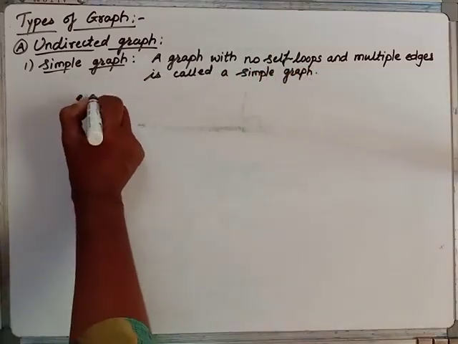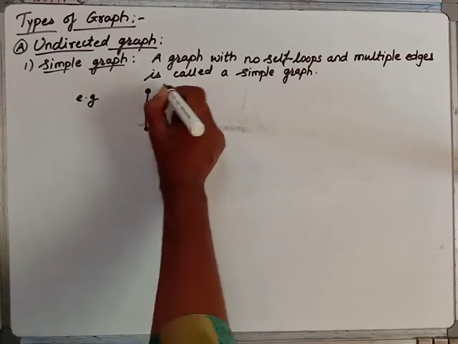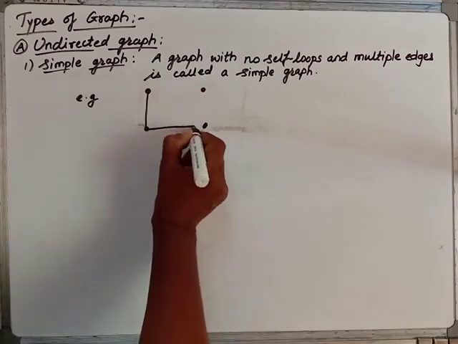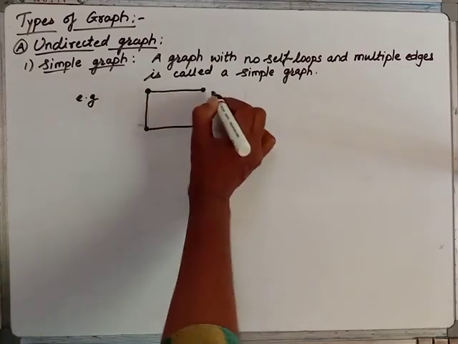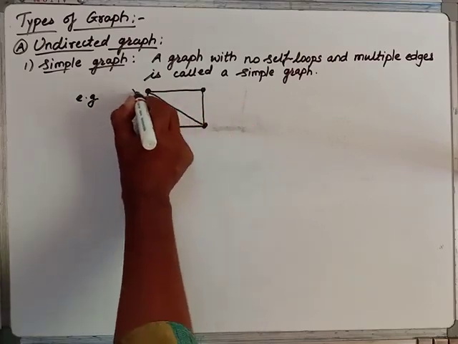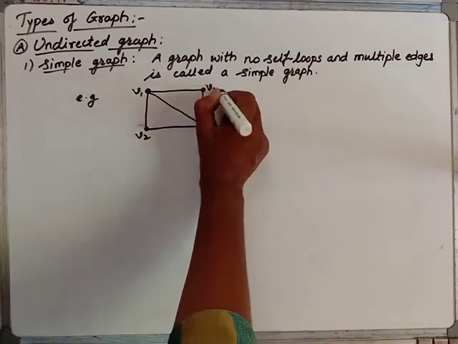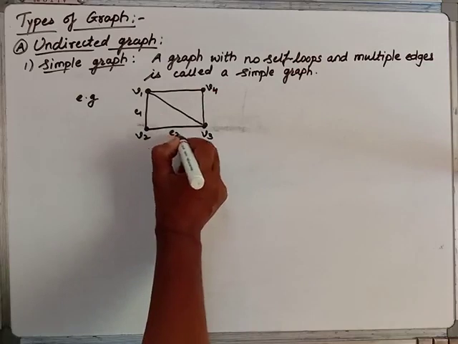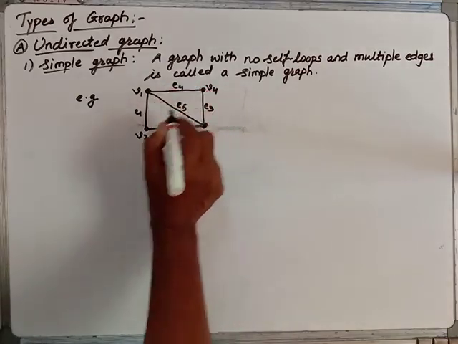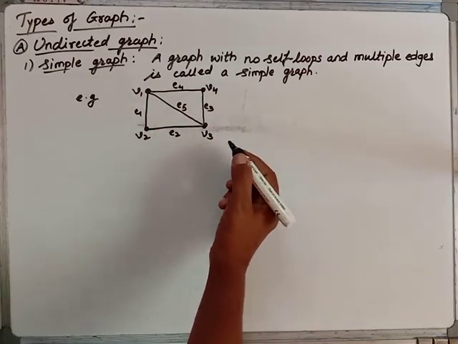For example, vertices are denoted by points also. I can take this one as such: V1, V2, V3, V4. This is suppose E1, E2, E3, E4 and E5. Here no parallel edge, no self loop is there. Fine.